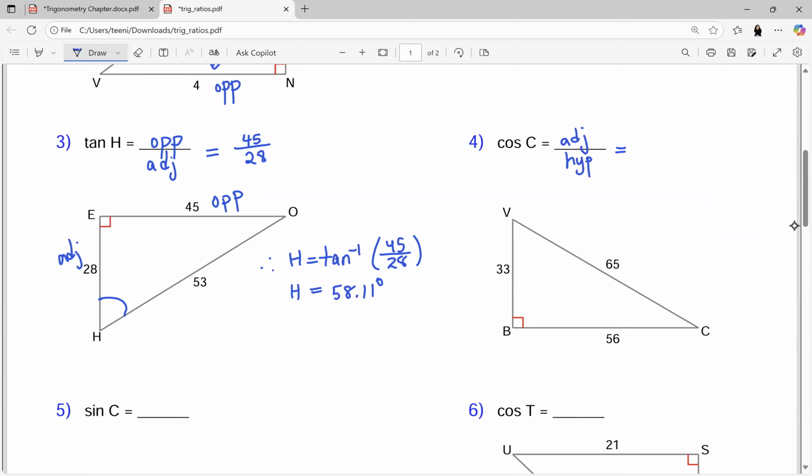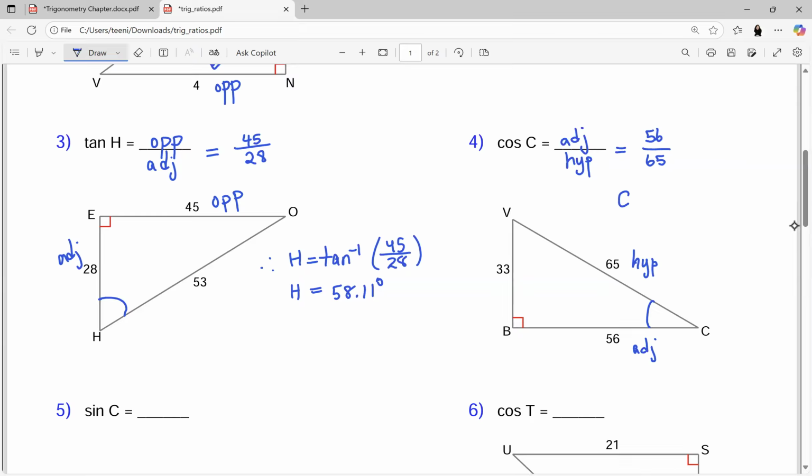So which side is your hypotenuse in this triangle VBC? Between V and C. Good. So this is your hypotenuse here, so that goes on the bottom. And then the adjacent side will be where? Your angle of reference is C, right? Because it's cos of C we're looking at. Adjacent to be between B and C. That's right. The adjacent is 56. Good. So cos of angle C is 56 over 65.